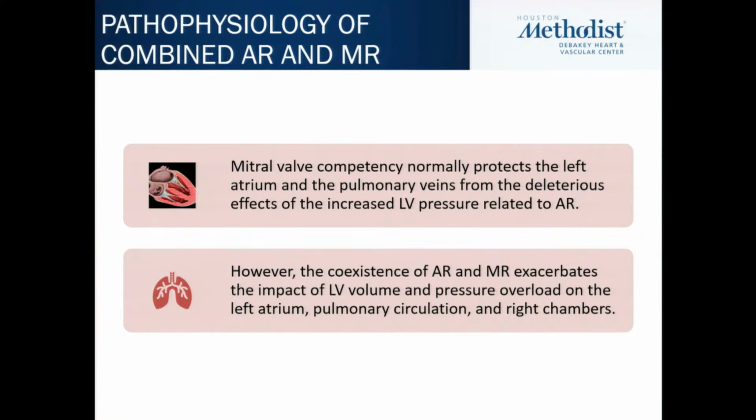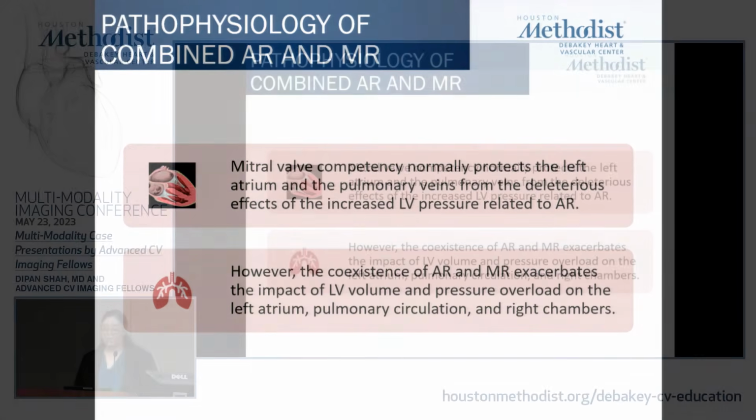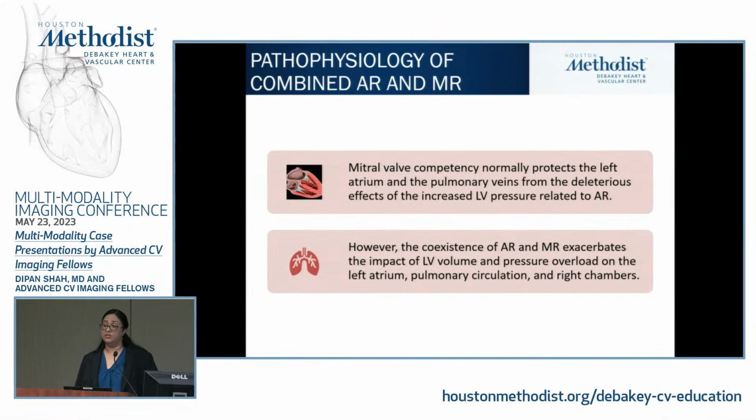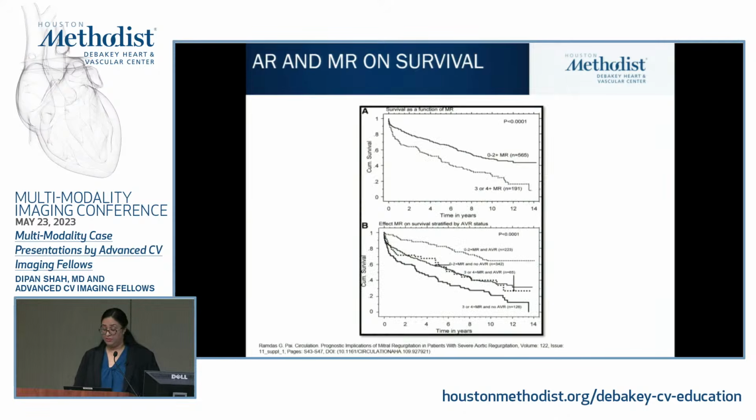In patients with just pure aortic regurgitation, the mitral valve is competent and it protects the left atrium and pulmonary veins from the deleterious effects of increased LV pressure secondary to aortic regurgitation. But when you have a coexistent mitral regurgitation, this exacerbates the impact of LV volume and pressure overload on the left atrium, pulmonary circulation, and right chambers. Patients with this combination of valve lesions who are symptomatic have worse LV performance as compared to someone with just isolated aortic or mitral regurgitation.